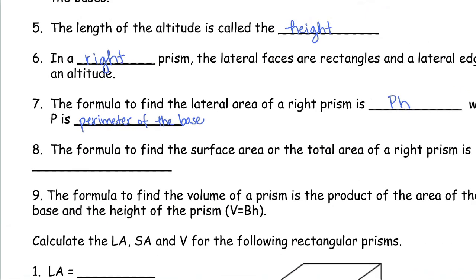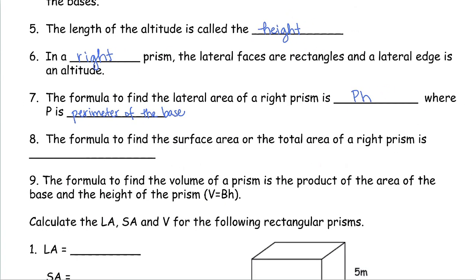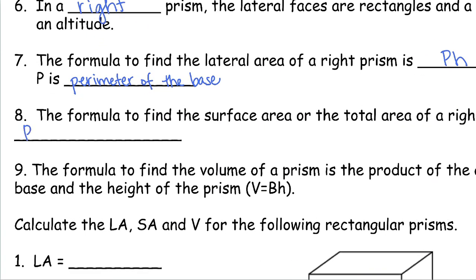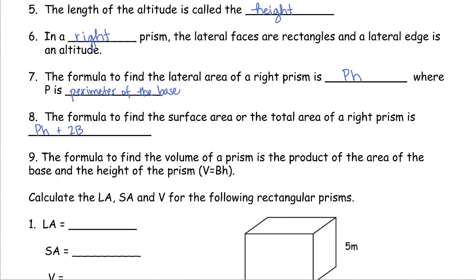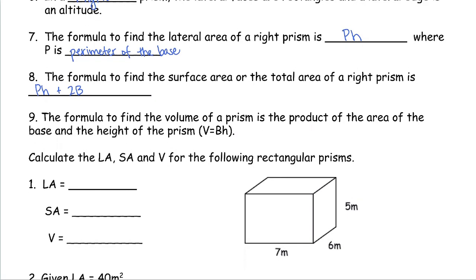The formula to find the surface area, the total area, of a right prism is PH plus 2B. And remember from probably 7th grade that big B is the area of your base. So the formula to find the volume of a prism is the area of the base times the height between the bases, so V equals BH. And now we're going to do some calculations.